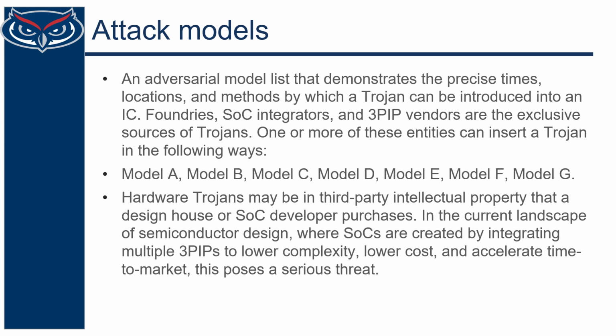Attack models. In the adversarial model, a list demonstrates the precise times, locations, and methods by which a Trojan can be introduced into an IC. Foundries, SoC integrators, and 3PIP vendors are the exclusive sources of Trojans. One or more of these entities can insert a Trojan in the following ways: Model A, Model B, Model C, Model D, Model E, and the final ones, Model F and Model G.